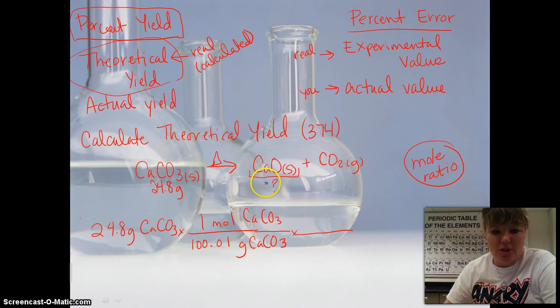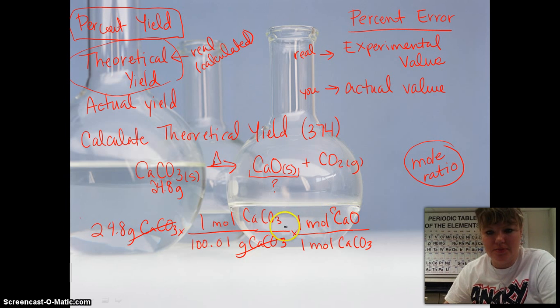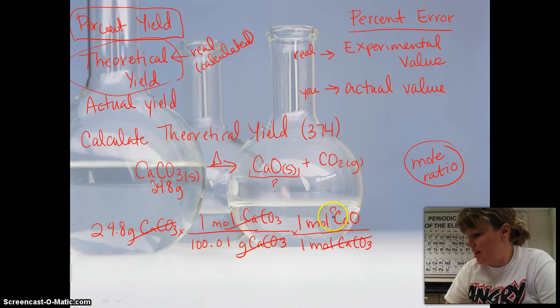So we need to use a mole ratio. So 1 mole of CaCO3 goes on bottom, so it cancels out. So we have these grams cancel out, these grams cancel out. Now we have mole and mole cancel out. So now 1 mole of CaO, and now we're just trying to find what it is in grams.